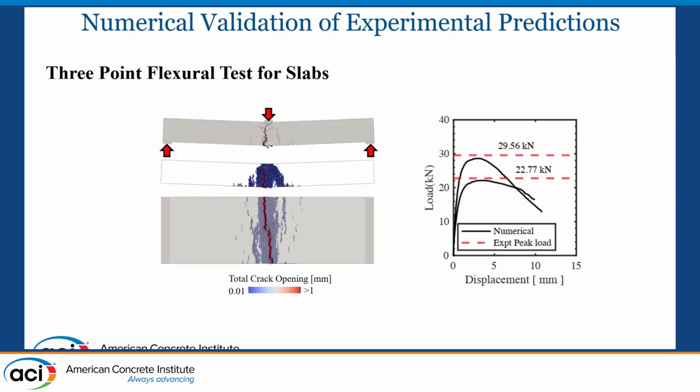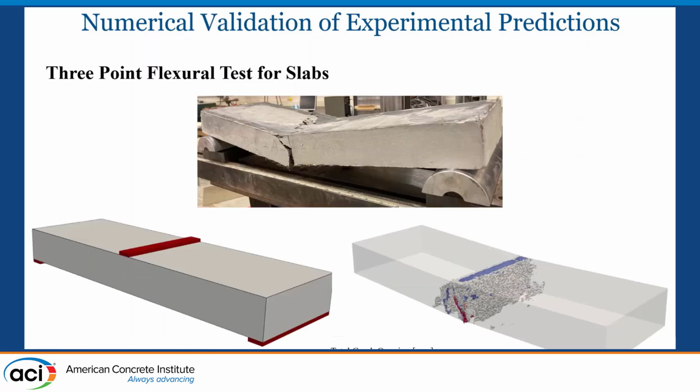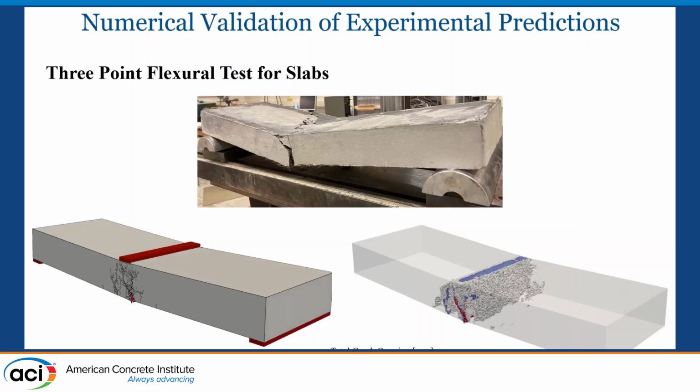This is a 3-point flexural test we did for slabs, and this is the simulation. We see very good agreement with the peak capacity we had for the slab. The black lines are numerical simulations, and these are the maximum capacities. I can show you a quick example of our result. On the left, you see the simulated slab with the predicted fiber orientation from the fresh UHPC flow.